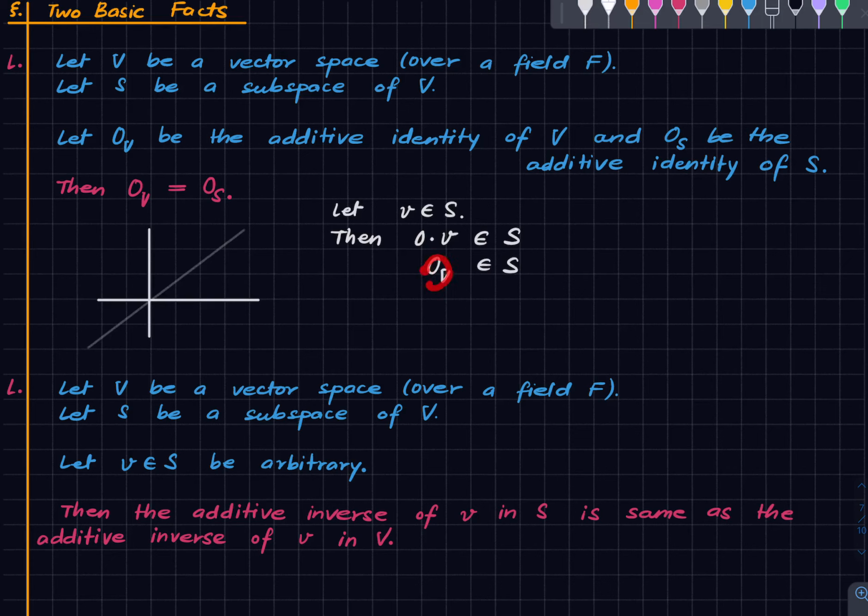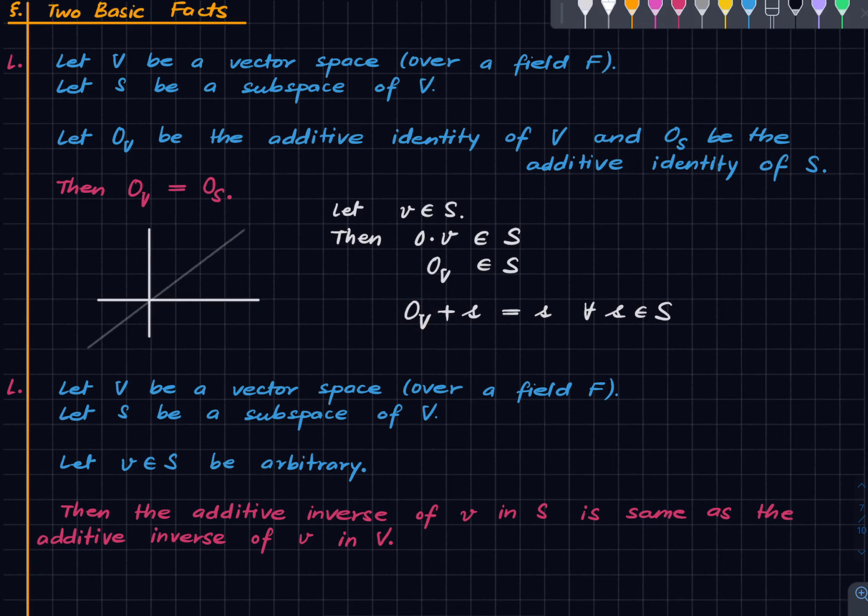But it is clear that this behaves as the additive identity of S also, because clearly this plus s is equal to s for all s in S, since this equation is true for all s in the parent. After all, this is the additive identity of the parent. So this is the additive identity of S, and we discussed that the additive identity of a vector space is unique. So this has to be equal to that. As simple as that, there is no mystery here. Think about it if it is unclear.